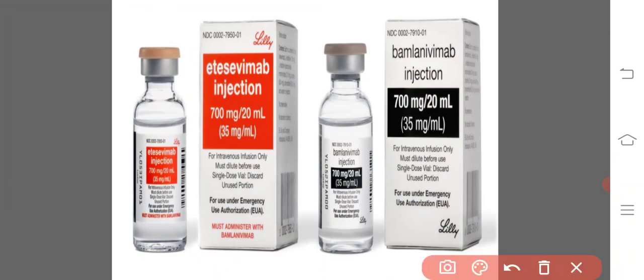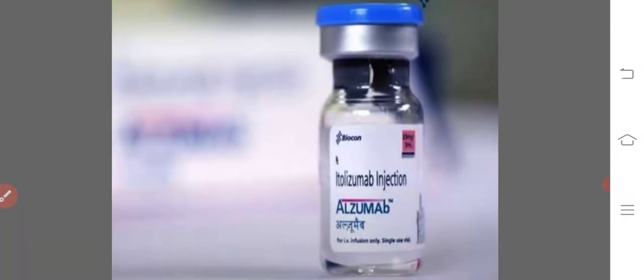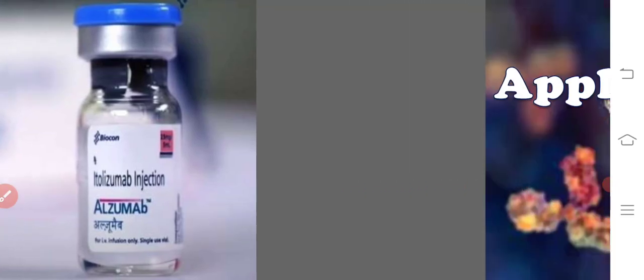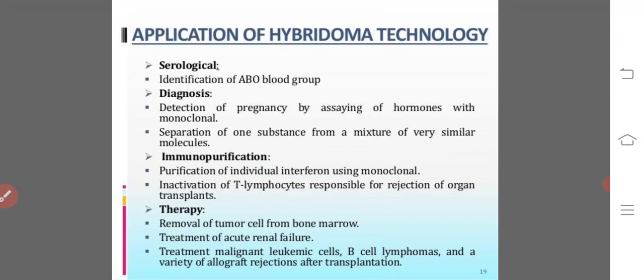See here, these are the monoclonal antibody injections which are used to treat COVID-19. Along with that, tocilizumab and itolizumab are also used to treat the COVID-19 disease.